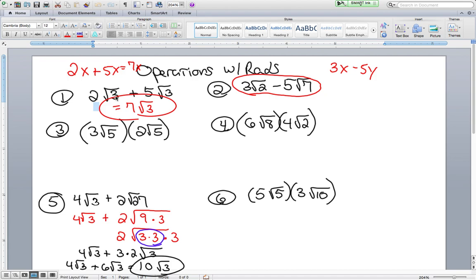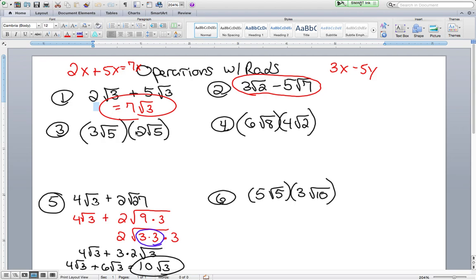All right, so that's how we add rads or subtract. It's done the same way. It's pretty simple. We have to simplify the rad if possible, and then we can combine any like terms that we might have. All right, now multiplying and dividing is done very similarly, but you got to be careful.